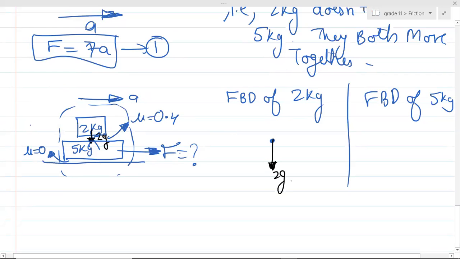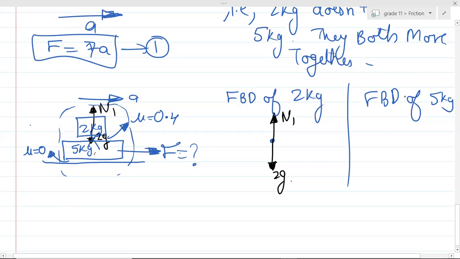First thing first, 2g will be acting down. 5 kg and 2 kg are in contact, right? So 5 kg will be trying to push this 2 kg upwards with a normal reaction N1. So I wrote N1 over here. There will be a friction on this block, right? The direction of which we will decide a little bit later.